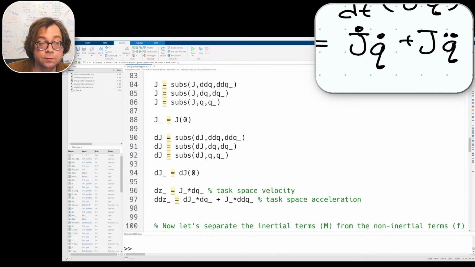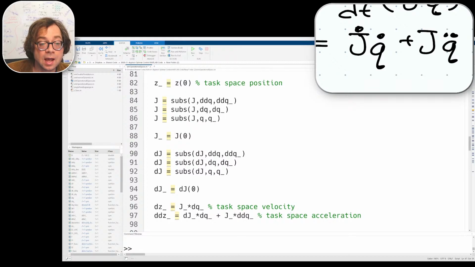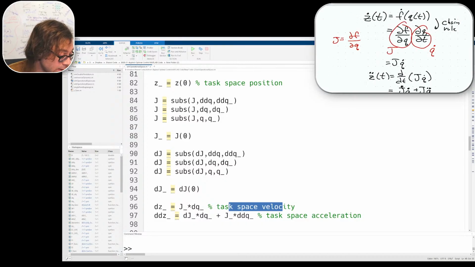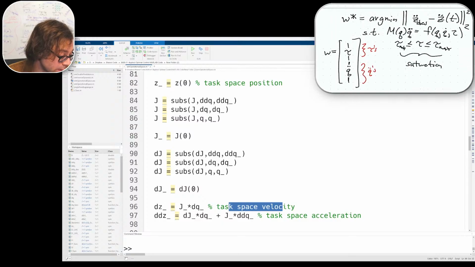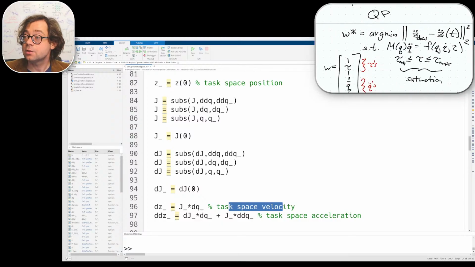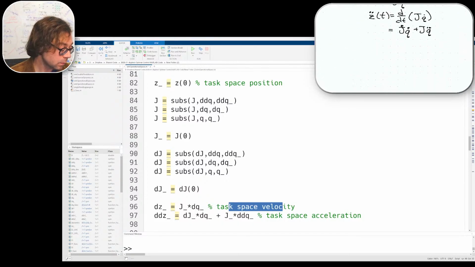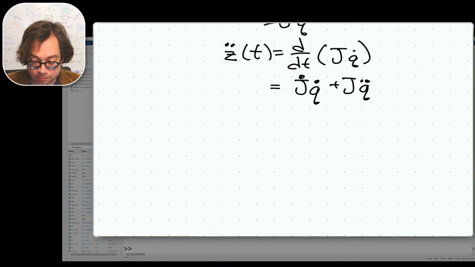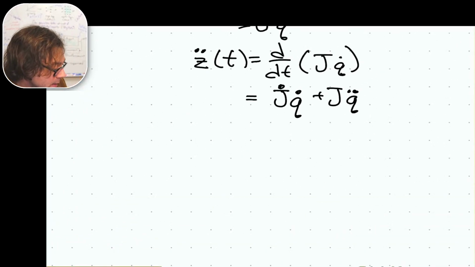So moving forward, we've got our task space acceleration written here. We've got our task space position and our task space velocity. I think we have everything we need to start setting up our quadratic program right here. This is an optimization problem. What three things do we need for our optimization problem, my friends? Let's set up our optimization problem.